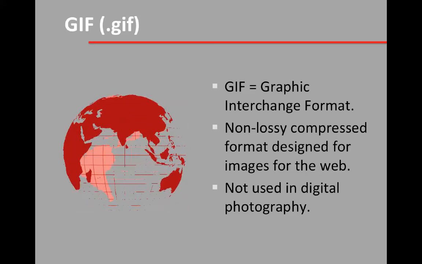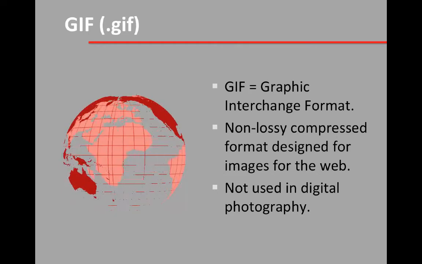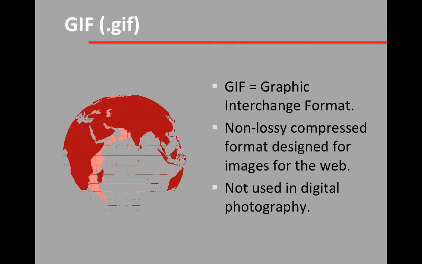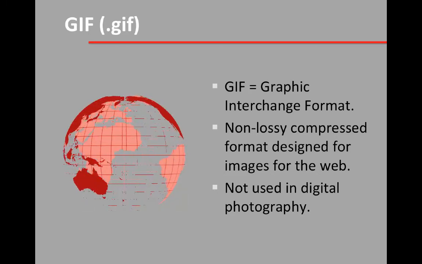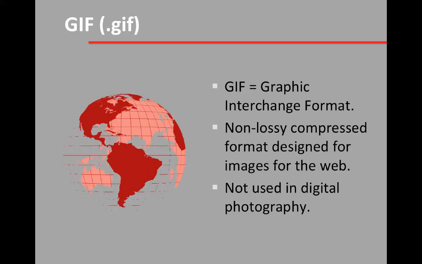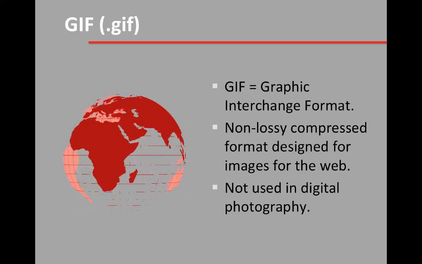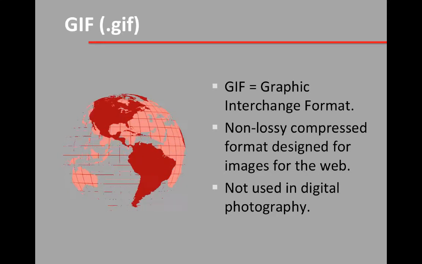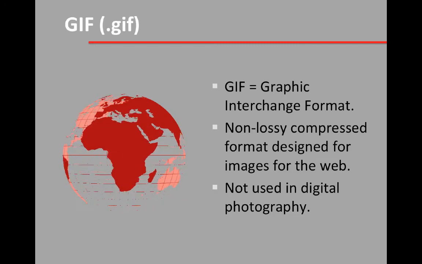Another file format that you're probably familiar with is GIF, graphic interchange format. GIF is a non-lossy compressed file designed for images on the web. They're not used in digital photography. They're used in these vector-based type graphics, and they have some animation. They're always associated with animation, moving image, just like the image you see on the screen now.